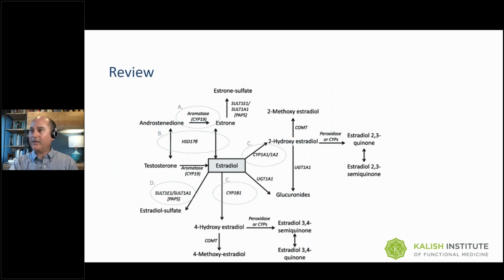And then we'll have time for some labs and some questions if I stay on task. So here's our estrogen, estradiol. Here's estrone. That's E1. Estradiol is E2. Estriol is complicated.